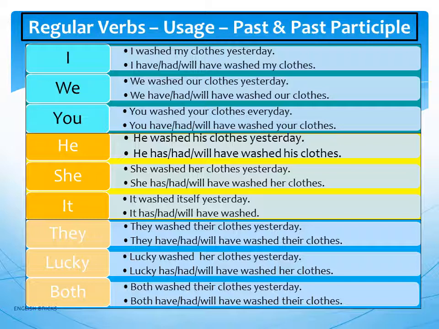But here you see for he, she, it, we have used has for the present perfect tense. Has, present perfect tense. Will have is future perfect tense. They, plural, so we have used have. And Lucky, singular, so we have used has. And for both, because it's plural, we have used have washed. So is that clear? Good.